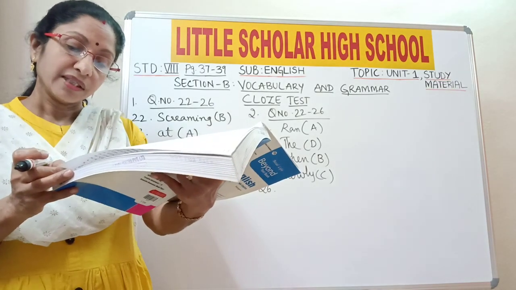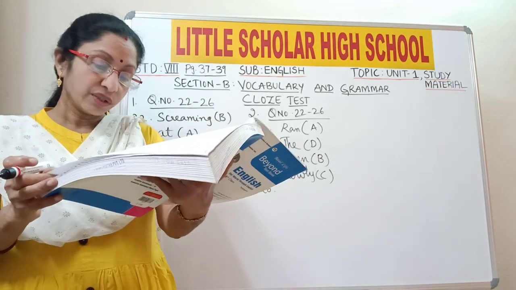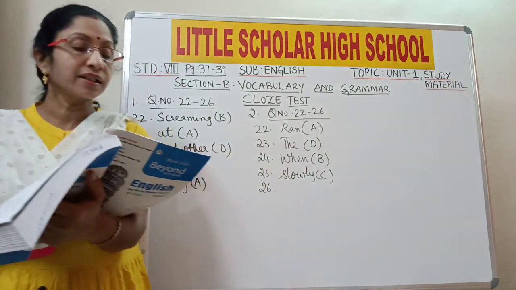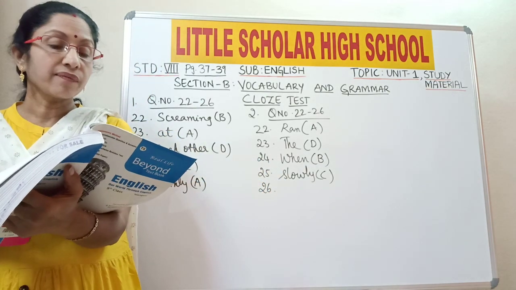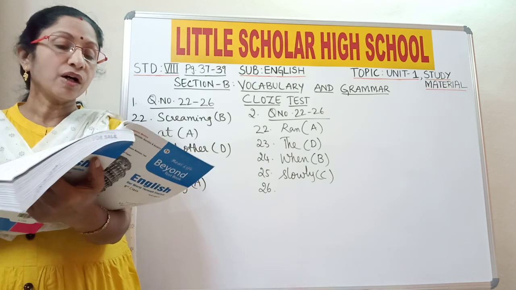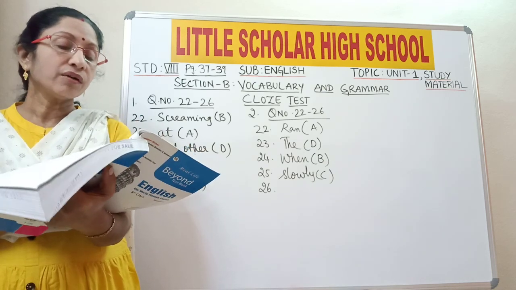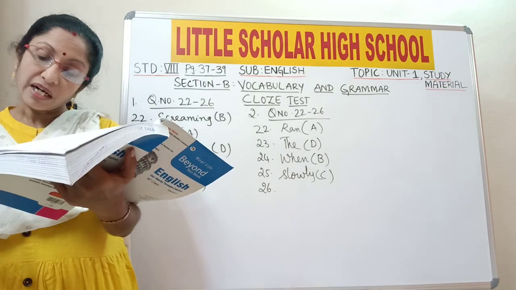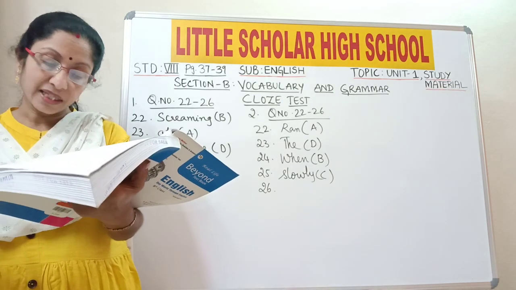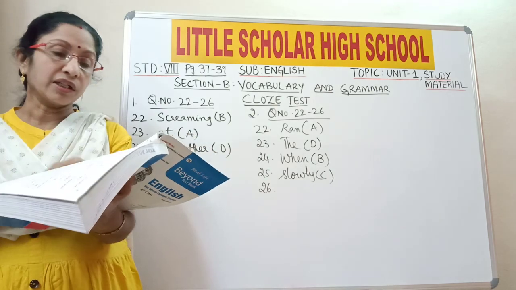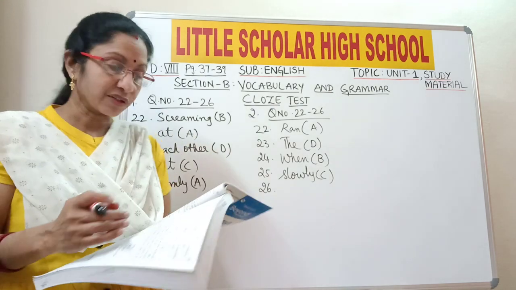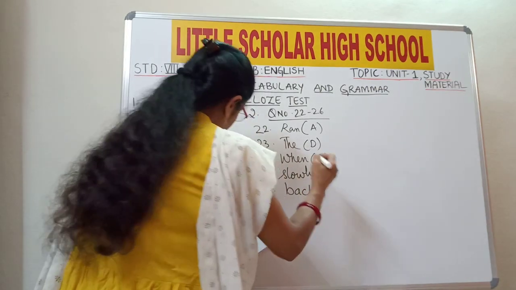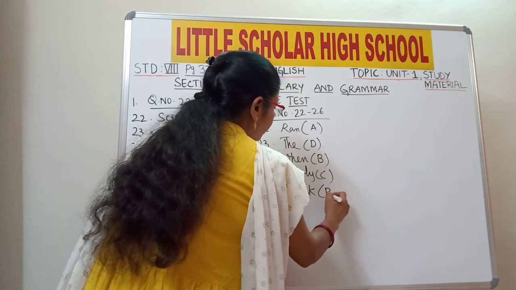Now let's see question number 26. After some time, the rabbit turned ___ to see where the tortoise was. Let us see the options. Option A, down. Option B, back. Option C, off. Option D, of. So after some time, the rabbit turned back to see where the tortoise was. Turned back. Back is the answer. Option B.